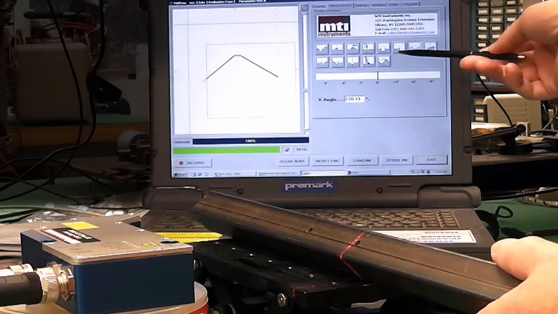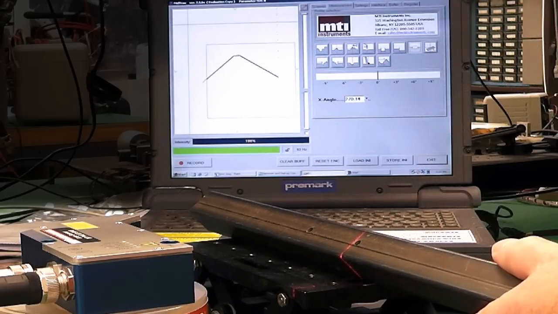And that's one of the algorithms. To measure the angle, we select one of the application programs here, which specifically is intended to measure angle.